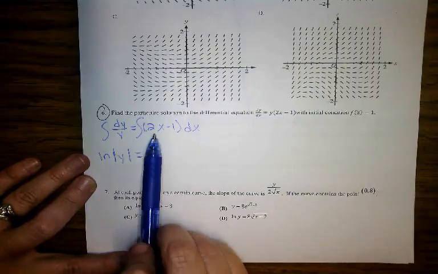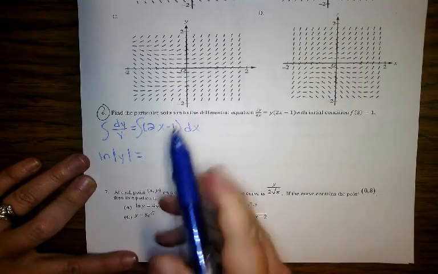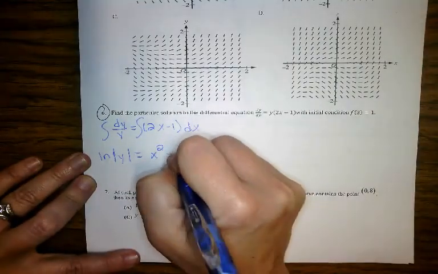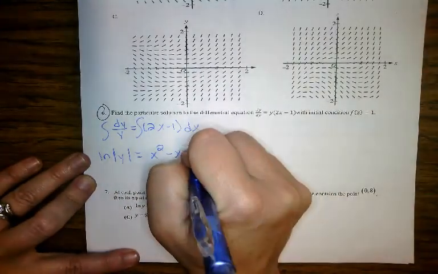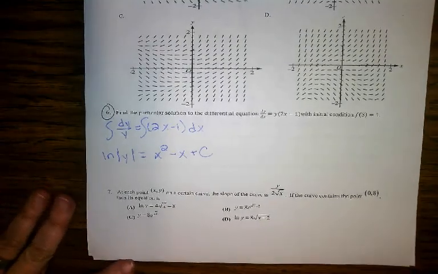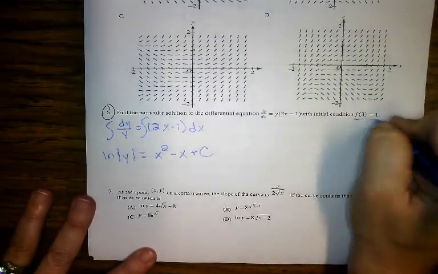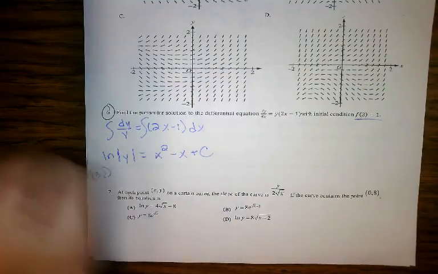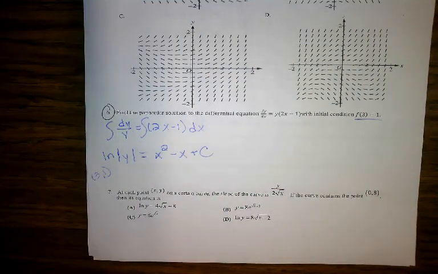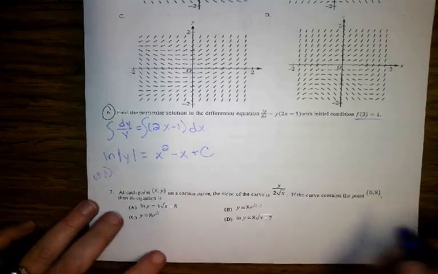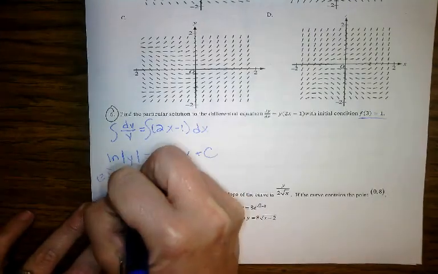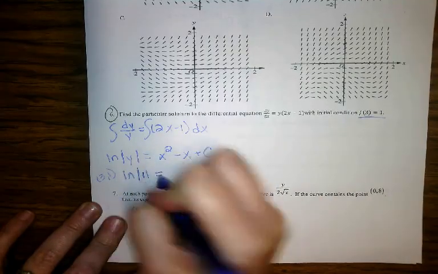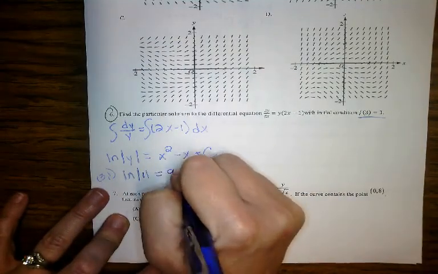I'm going to raise it by 1 and then divide by it, which just leaves me with x squared. Raise this by 1 and I just get x. Don't forget your plus c. Now we're going to find c by plugging in the coordinate 3, 1. Three squared is 9 minus 3 plus c.